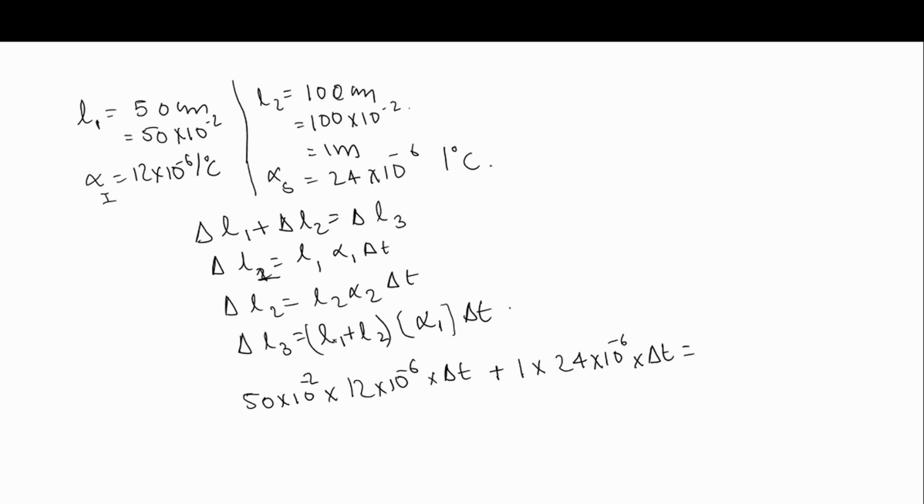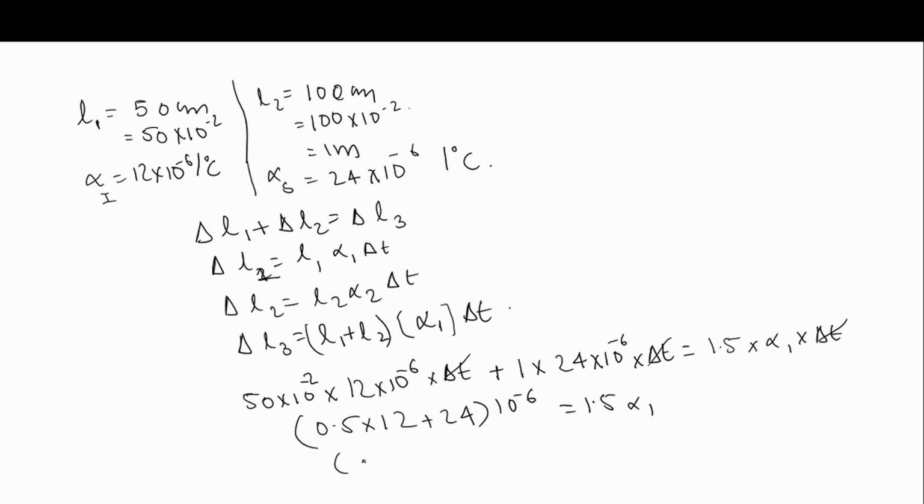Delta L3 is L1 plus L2. L1 plus L2 is 1 meter plus 0.5 meters, so 1.5 into alpha 1 into delta T. Delta T is the same for all, so delta T and delta T will get cancelled. We'll take this as 0.5 into 12 plus 24. We'll take 10 to the power of minus 6 common, which is equal to 1.5 alpha 1.